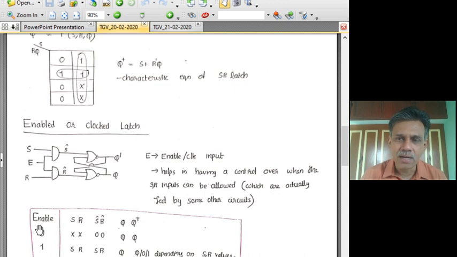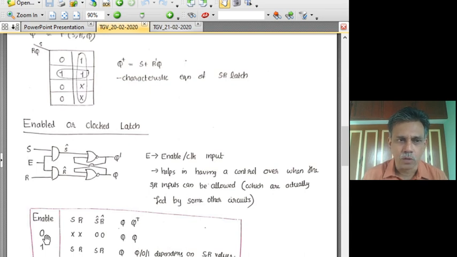So we have an extra input E in addition to S and R. So the truth table should have 3 inputs, so there should be 8 rows, and we have to write down the values of Q plus for all these 8 combinations. But what we can conveniently do is write it in a more compact manner.